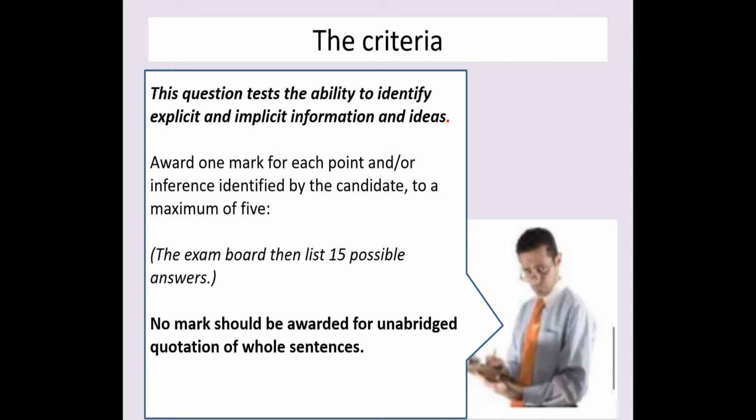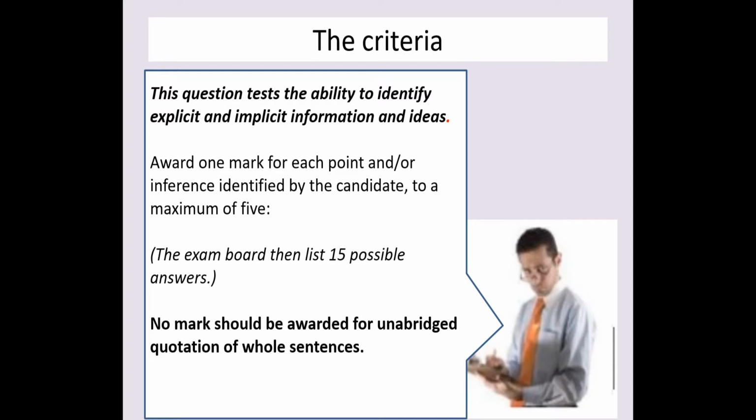Okay, the criteria for this question then is that it's asked you to identify explicit, which means obvious, and implicit information. So some of the bullet points they're looking for will be literally as obvious as the text you just read. Others will involve you just thinking a bit about the information given and what that suggests about the thing. You'll see an example of that in a second. You'll get 1 mark for each bullet point or inference identified. So each student's answer would potentially get 1 mark to a maximum of 5.